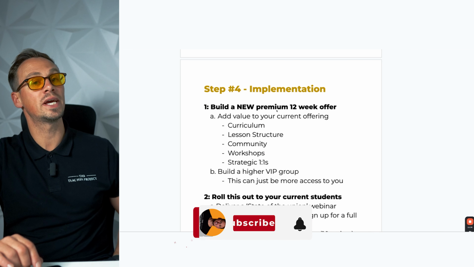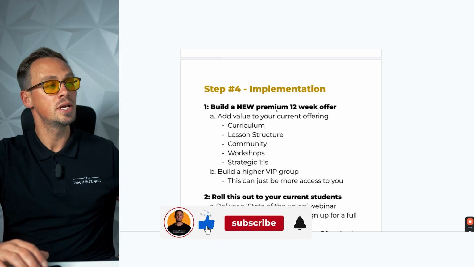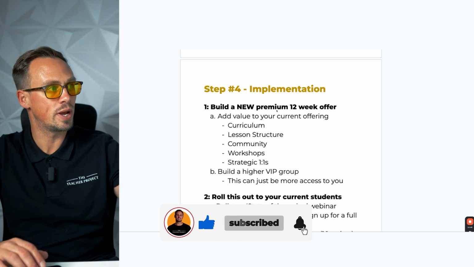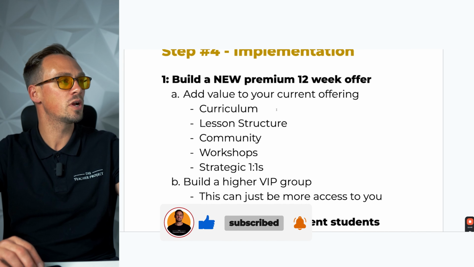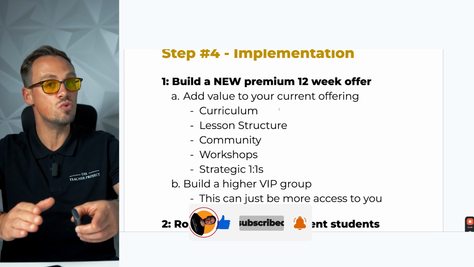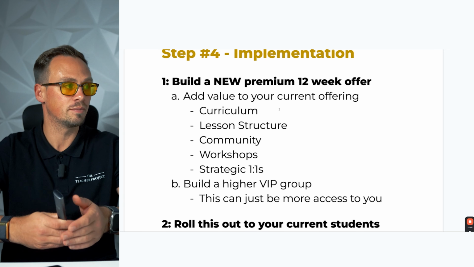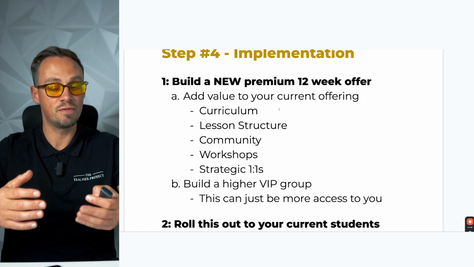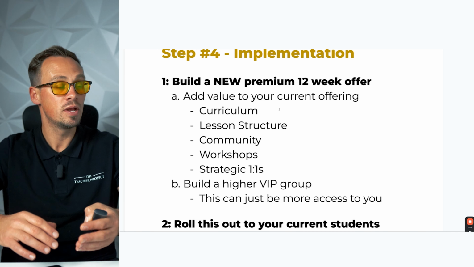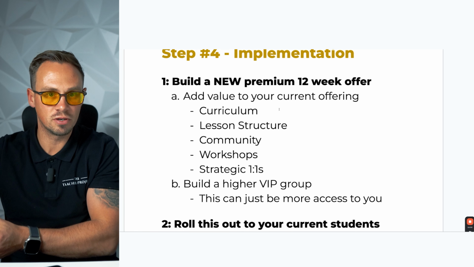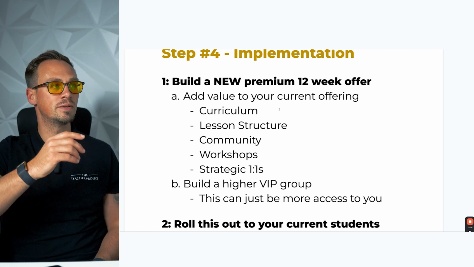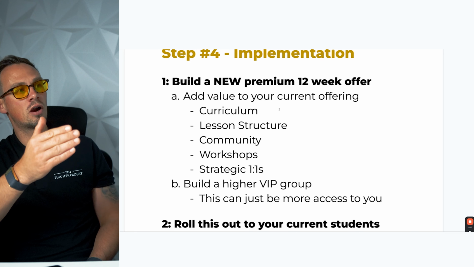In terms of implementation, if you're already tutoring online, here's something you can go and do right away, okay? So the first thing you want to do is build a new premium 12-week offer. Okay, now add value if you're already teaching groups online. Okay, if you're not teaching groups, obviously you need to shift to a group model first, and you could follow a similar formula. Add value to your current offering.